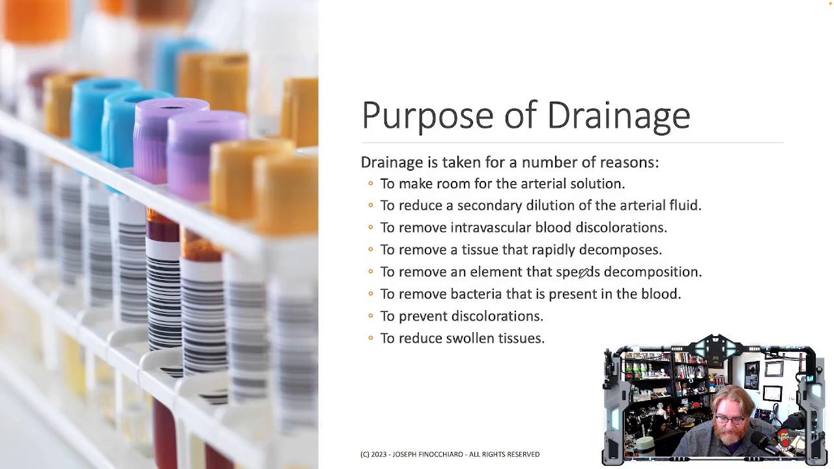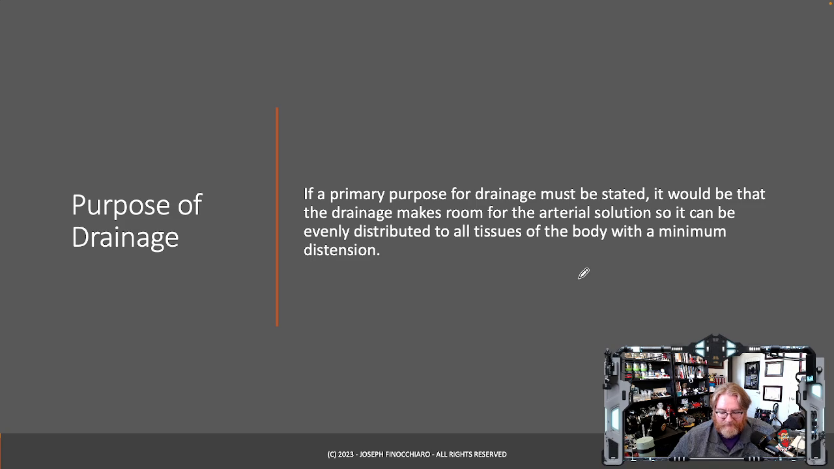Drainage is taken for a number of reasons: to make room for arterial solution, to reduce secondary dilution of the arterial fluid. The more stuff that's in there, the more stuff that our arterial preservative is going to react with. And if it's reacting with blood, it's not reacting with cellular proteins. To remove intravascular blood discolorations, to remove a tissue that rapidly decomposes, to remove an element that speeds decomposition, to remove bacteria that is present in the blood, to prevent discolorations, and to reduce swollen tissues.